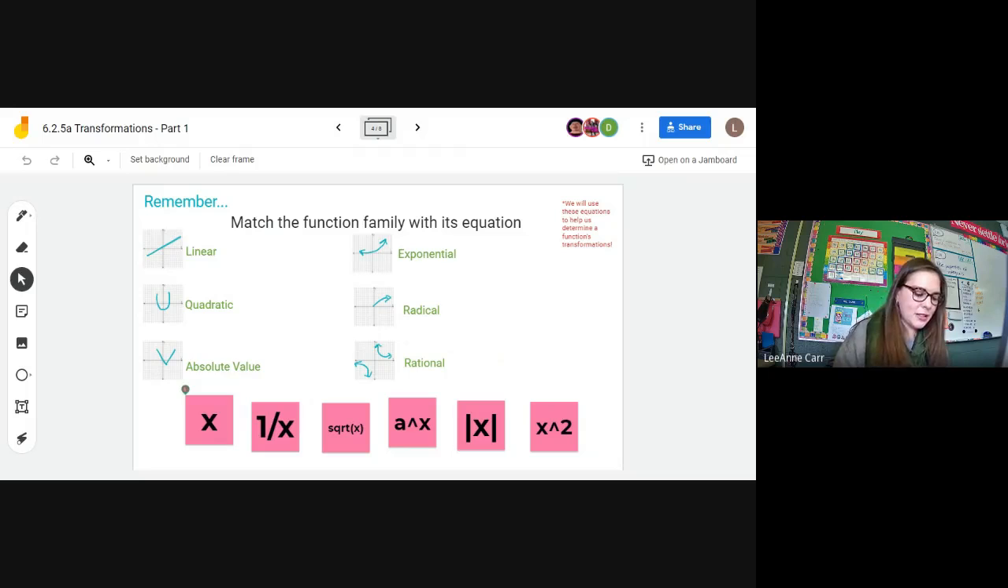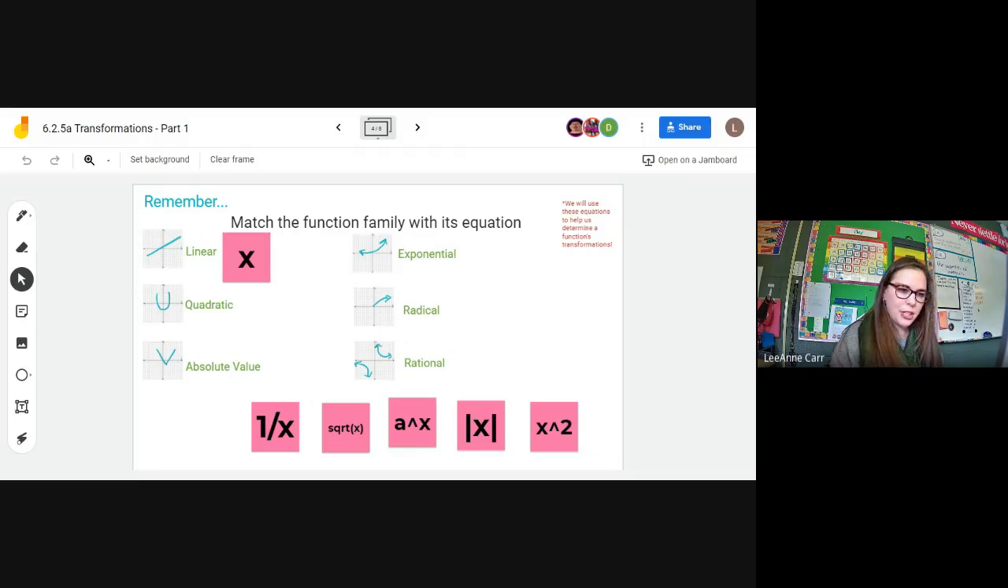Yes, thank you. This is the linear equation. So linear is just an x. So if you see just an x in an equation, you're going to know that the parent function, where it originates from, is the perfect situation as if it's just x. It's going to look like this linear function. We're going to have a straight line.